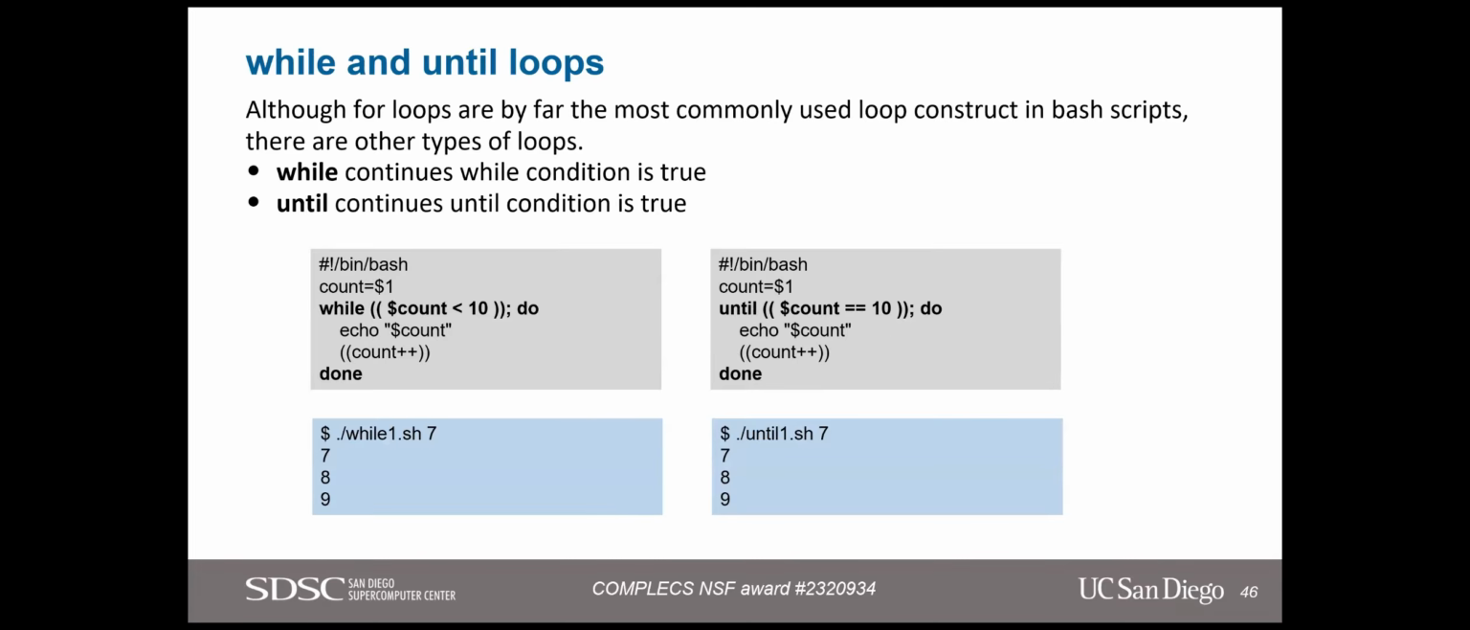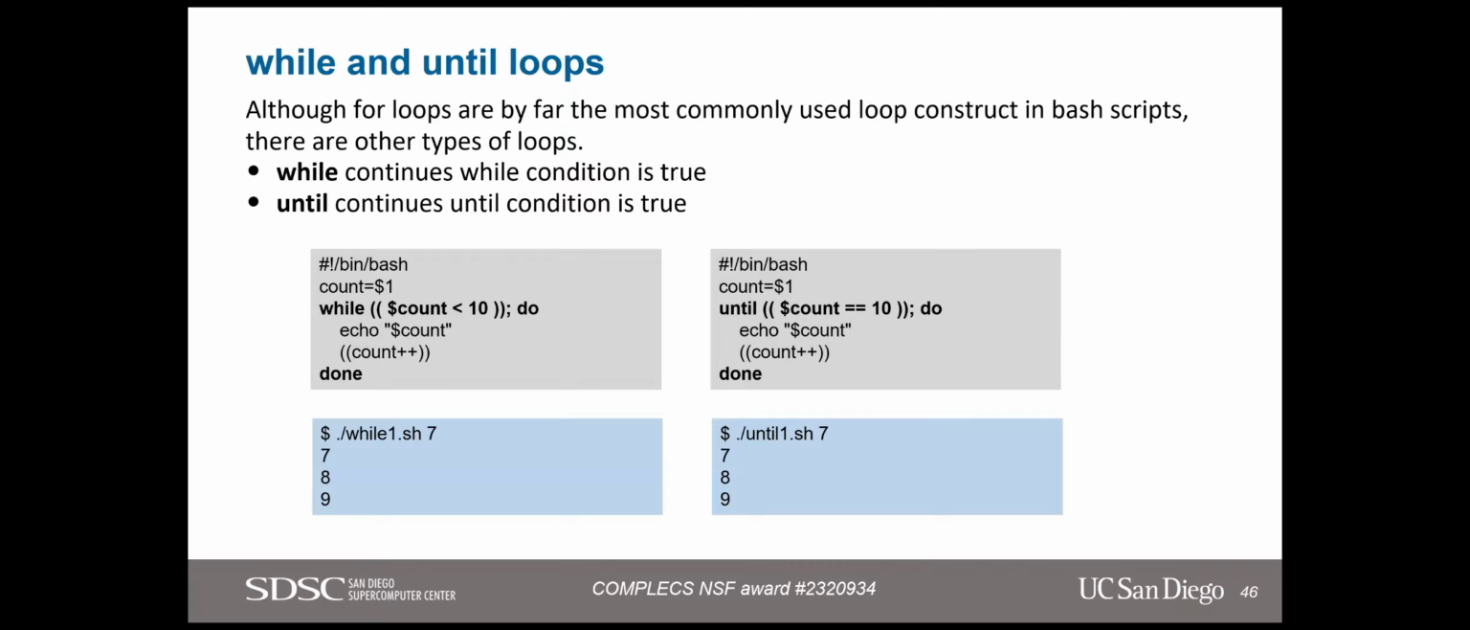There are also while and until loops that we didn't talk about. While loops let you continue while a condition is true. Until is going to continue until the condition is true. So these two pieces of code that we have here do the exact same thing. With while and until, you need to have some tests, and you need to have some increment, or else they're going to run as endless loops.